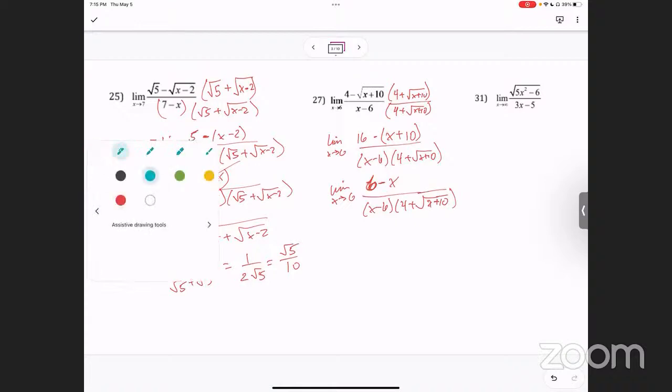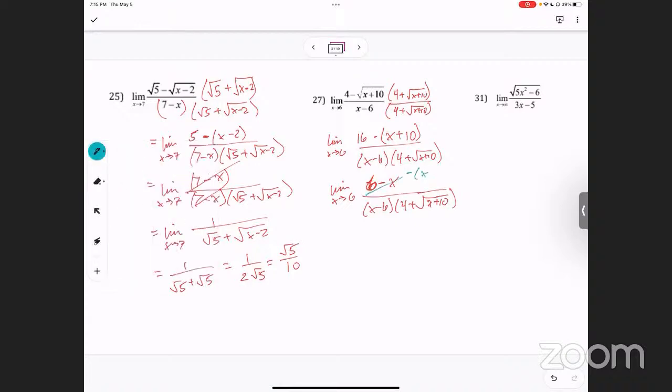So then it's going to be a negative on the outside and then x minus 6. Perfect, good. Distribute and factor out a negative 1. Exactly. And those are going to cancel out. So you're left with negative 1 on the top over 4 plus the square root of x plus 10. And it's going to be 4 plus the square root of 16, which is 4. So 4 plus 4 is 8, negative 1/8. Perfect. That is the correct answer.